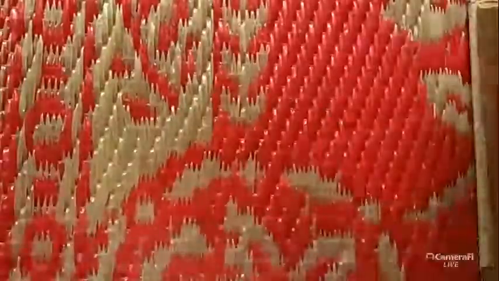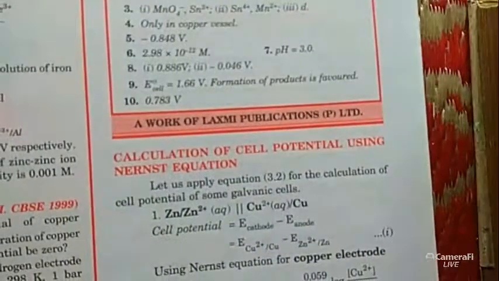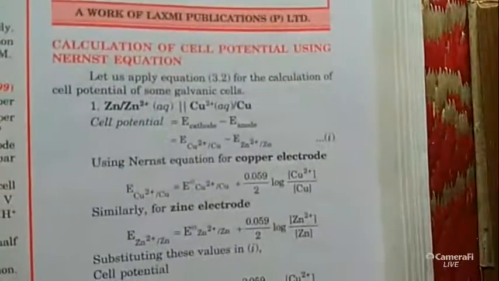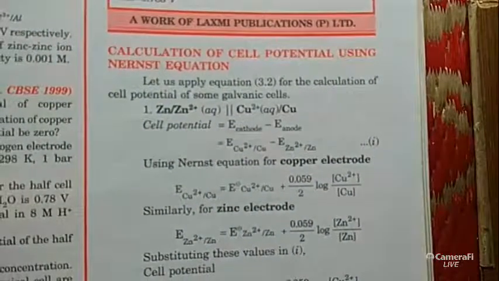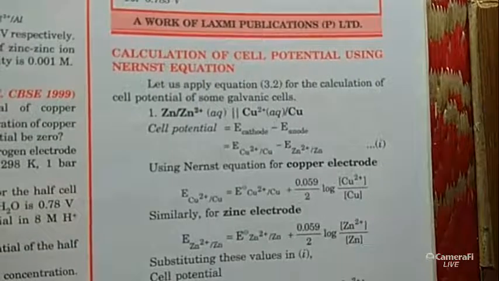I hope you are copying it down. I'm uploading a part of the book which you can copy if you don't have the notes with you. See here, we have the calculation of the cell potential using the Nernst equation. Let us apply this equation.